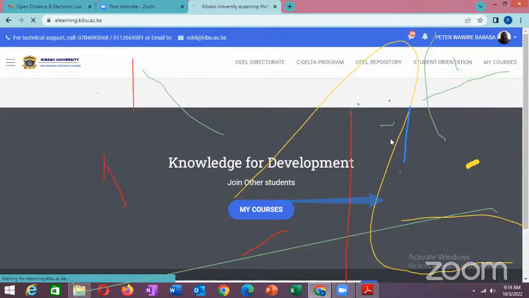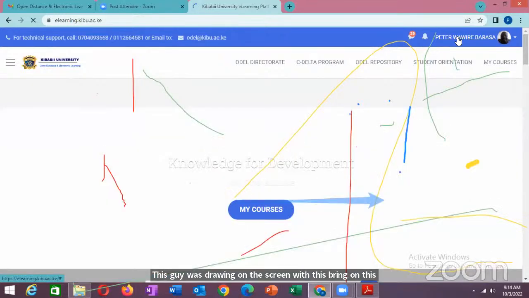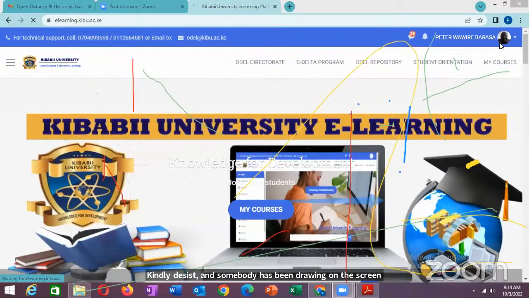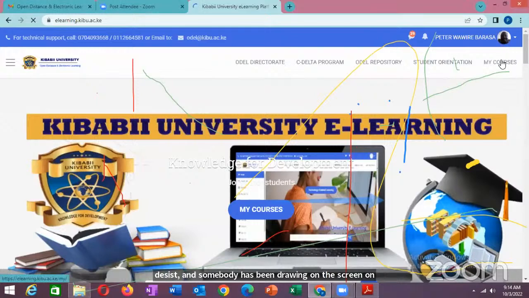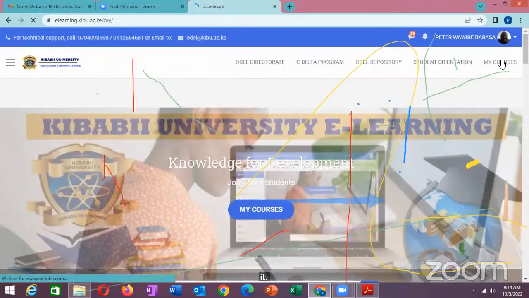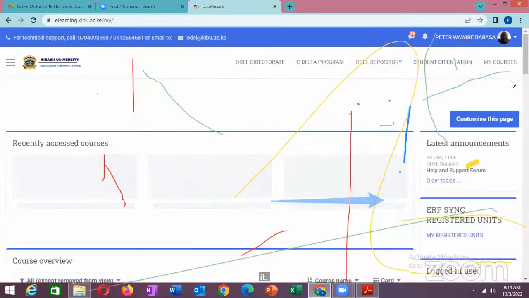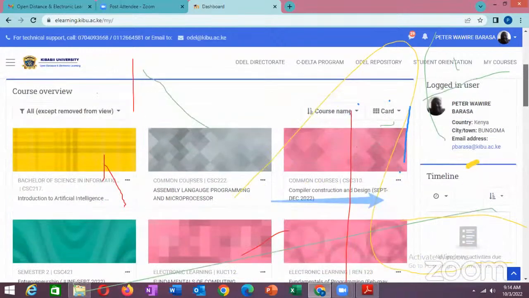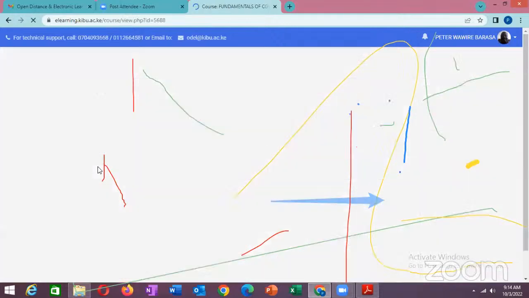Who is drawing on the screen? Kindly desist. I can see somebody has been drawing on the screen. Hold on. Is he trying to sabotage this class or what? Mark D. Mark D. Okay, let me find out who that guy is, because there's somebody who is really drawing on the screen. I don't know. Let me find out.